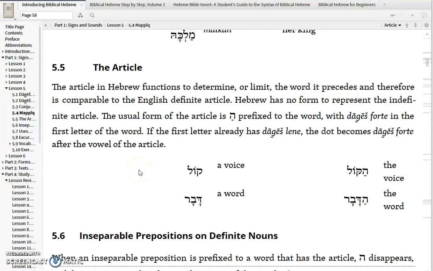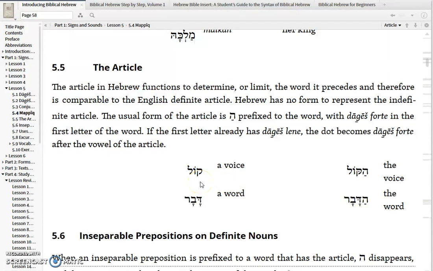I now move on to section 5.5, the article. The article in Hebrew is what we would call the, or the in English. It functions to determine or limit the word it precedes, and therefore is like the definite article in English. The usual form of the article is a hey with a pata under it, with a dagesh forte, or a doubling of the word that follows.